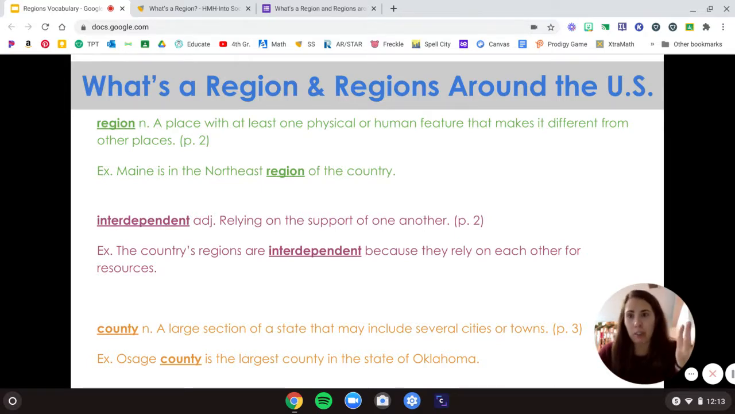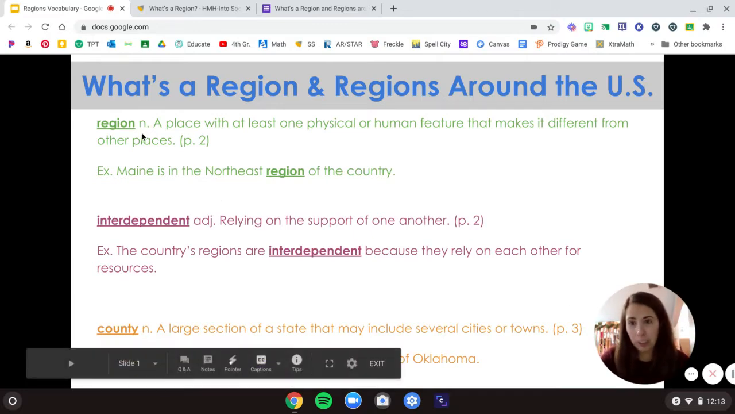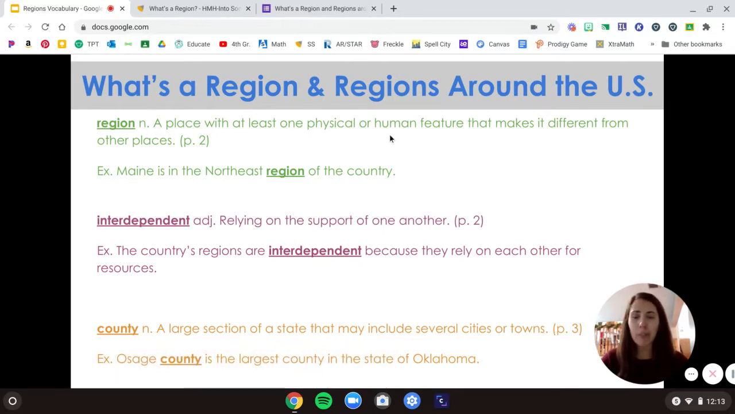So, first we need to know, what is a region? A region is a noun, okay? It's a place with at least one physical or human feature that makes it different from other places. So it's something the people have done or something that God made of that land that's different from other places. For example, Maine is in the northeast region of our country. So that area, that place where it has something different than the other places in the United States, that northeast region.